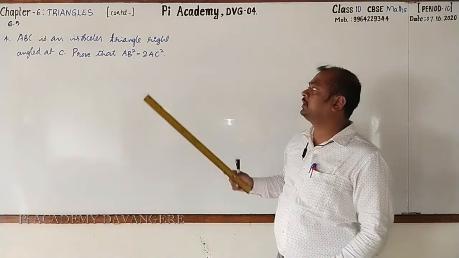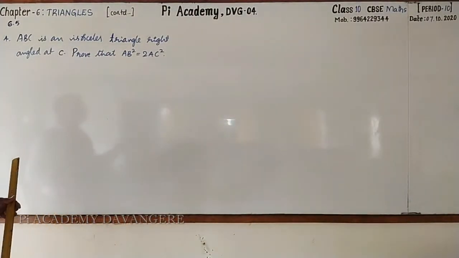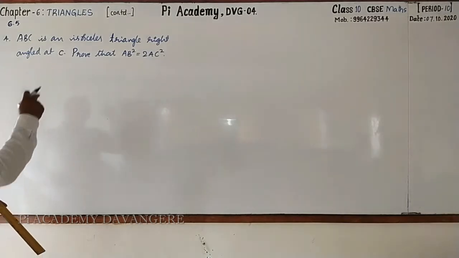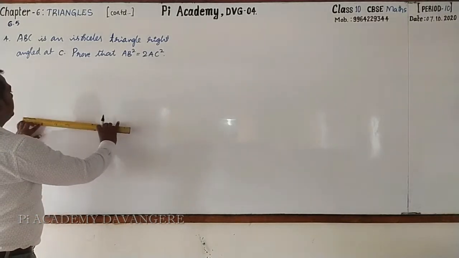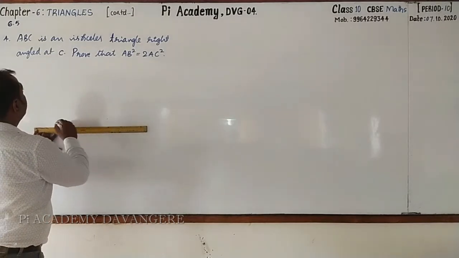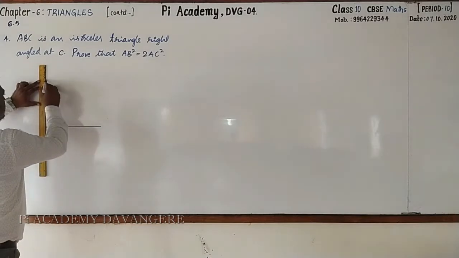Prove that AB square equal to 2AC square. Very simple statement. Dear students, pausing the video, copy this statement. Afterwards, you may start writing with me. Here, let's go for drawing an isosceles right angled triangle. Here I am drawing one.